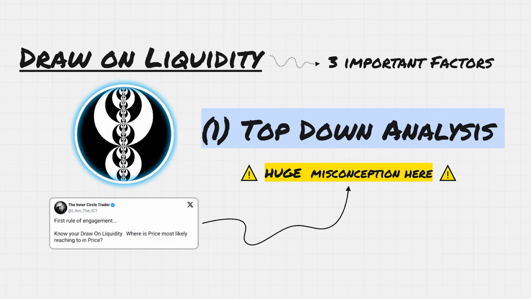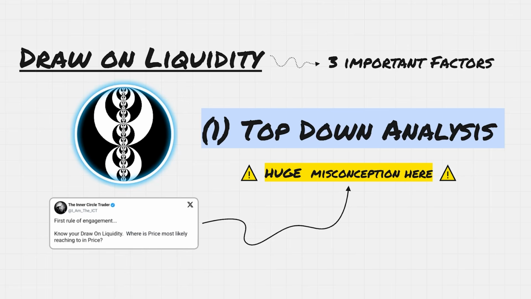As ICT says in this tweet, first rule of engagement, know your draw on liquidity. Where is price most likely to be reaching for? We need to do a top-down approach to this. The only way to frame high probability draws on liquidity is to start on a higher time frame and then work our way down to the lower time frame.